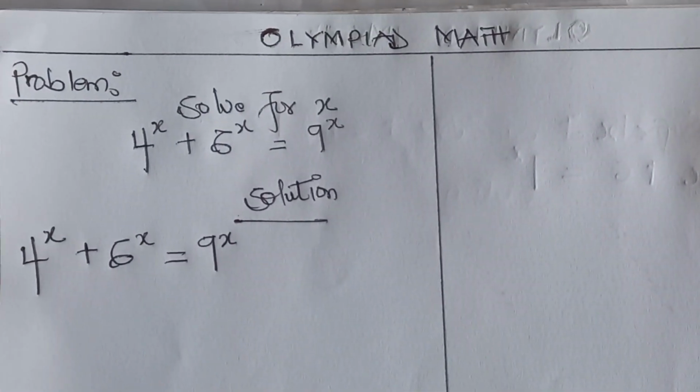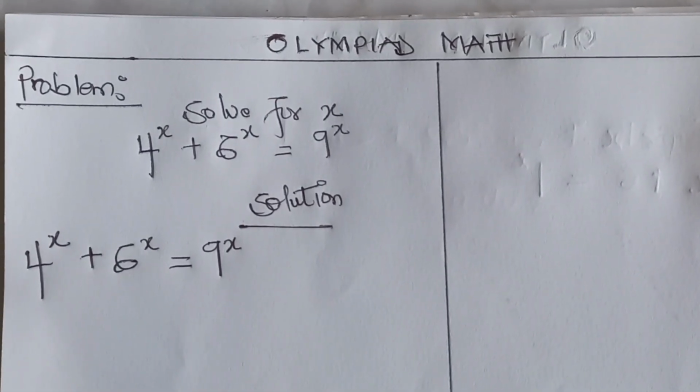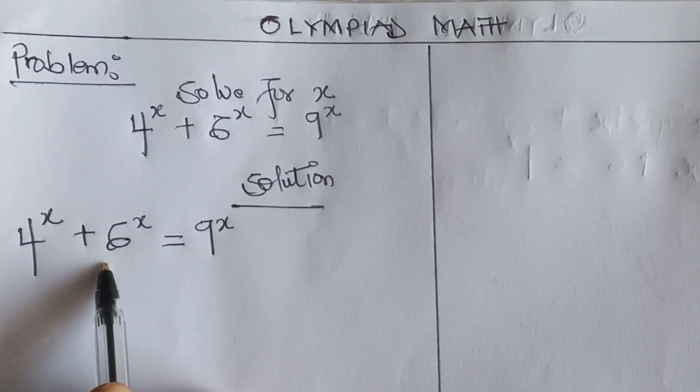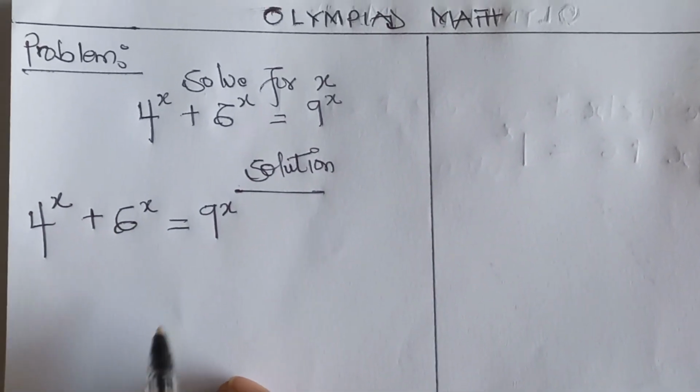So today we are looking at this Olympic math question. We have to solve for x in 4 exponent x plus 6 exponent x is equal to 9 exponent x.